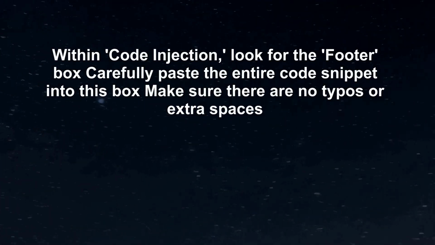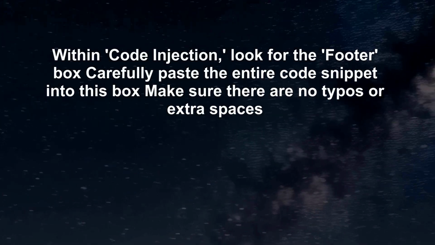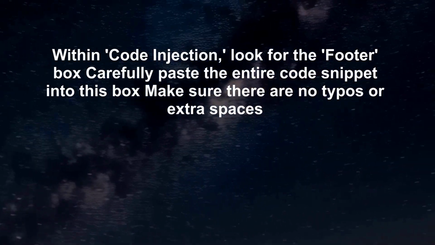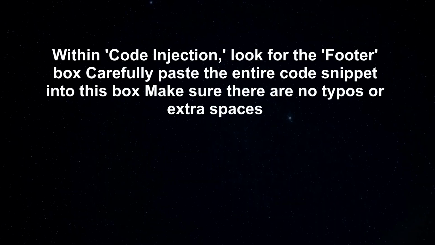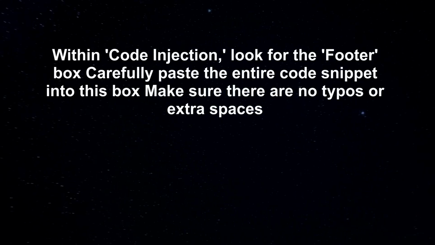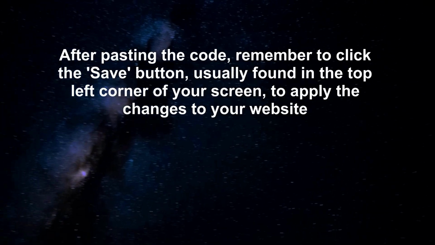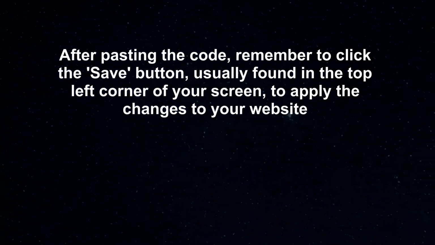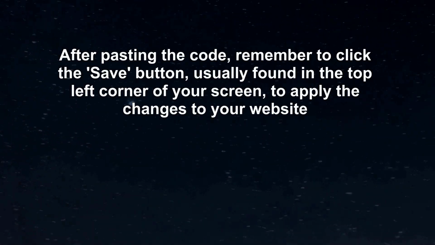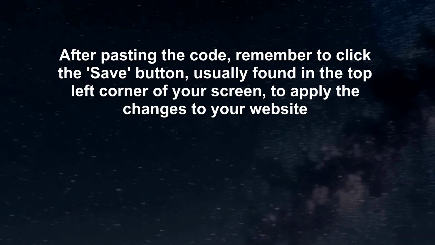Within Code Injection, look for the footer box. Carefully paste the entire code snippet into this box. Make sure there are no typos or extra spaces. After pasting the code, remember to click the Save button, usually found in the top left corner of your screen, to apply the changes to your website.